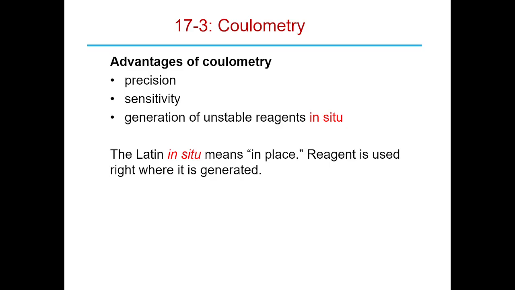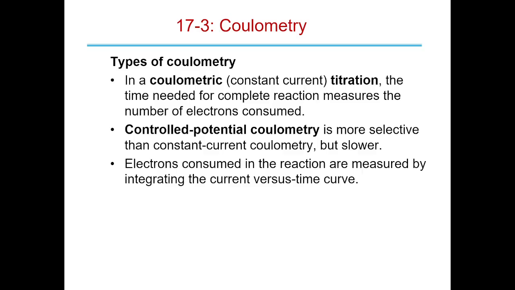We actually did that quite a bit, in situ generation of a reagent, in organic chemistry, didn't we? We just didn't use electrodes to do it. We used an unstable reactant that would react under those conditions, and give us that reagent. So, types of coulometry. In a coulometric constant current titration, the time needed for complete reaction measures the number of electrons consumed. And that's the one that we've actually talked about so far. That's the one we just looked at, the constant current one.